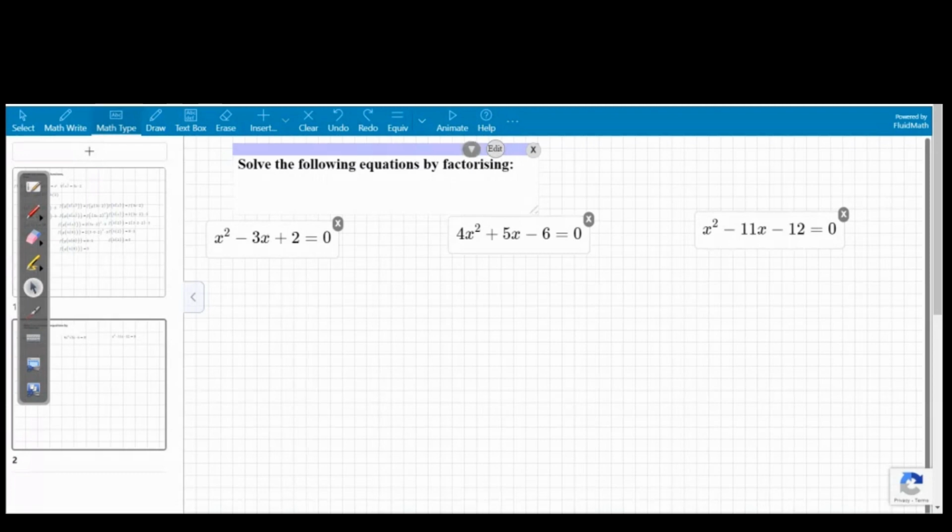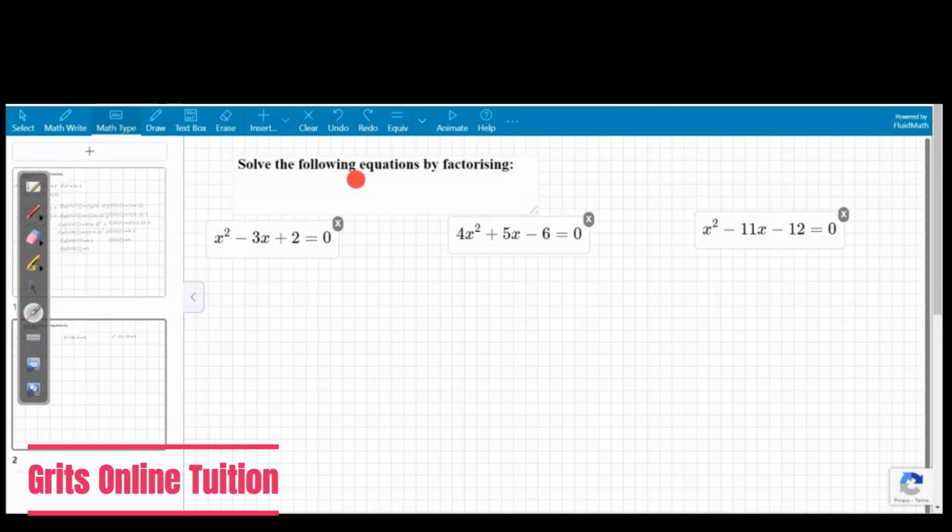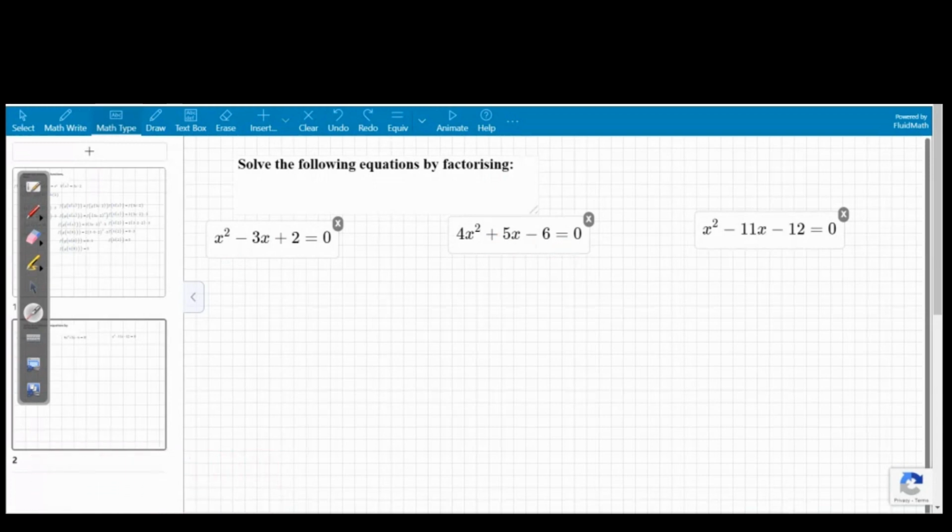On the screen, you could see a question that says: solve the following equations by factorizing. x squared minus 3x plus 2 equals 0, 4x squared plus 5x minus 6 equals 0, x squared minus 11x minus 12 equals 0.